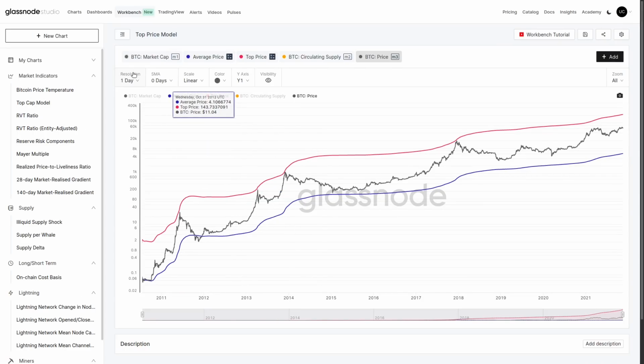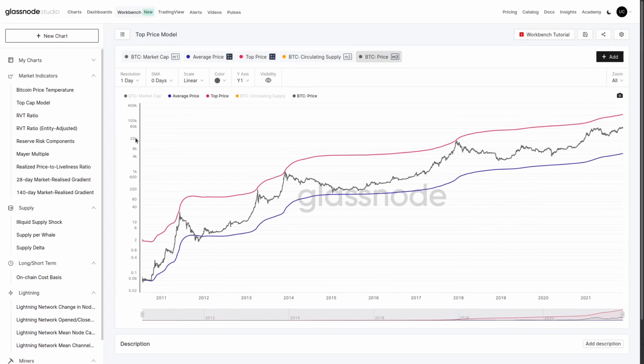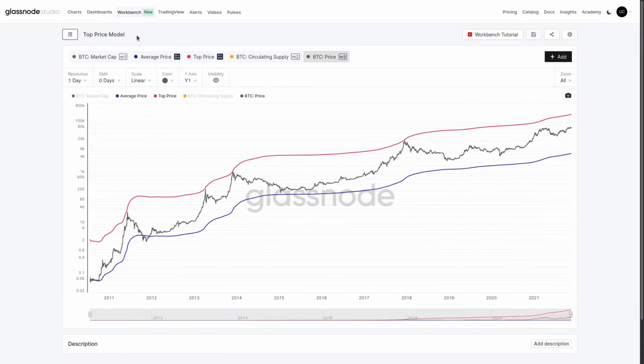So we're here in Workbench, and we've recently launched a number of presets. So these are some of these metrics that are built by the community, some that have been around in the Onchain community for some time, and we've launched these as presets for advanced and professional members. So you can see most of these metrics and actually see some of the work that's being done by the community, all with various descriptions available. So the first one we're going to look at is the top price model, which was made by Willy Woo.